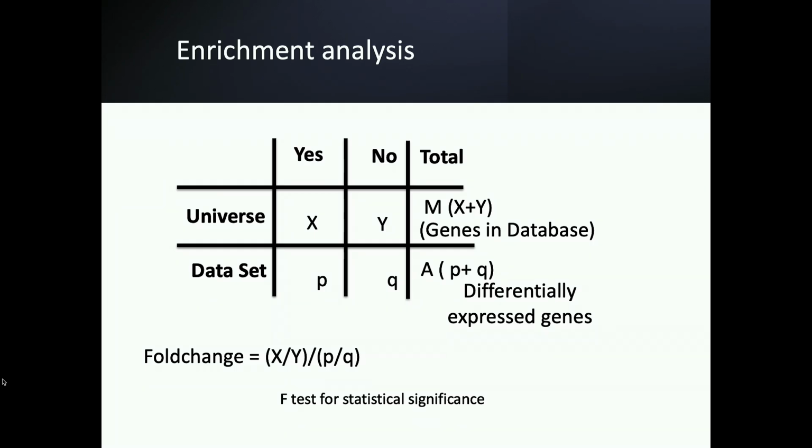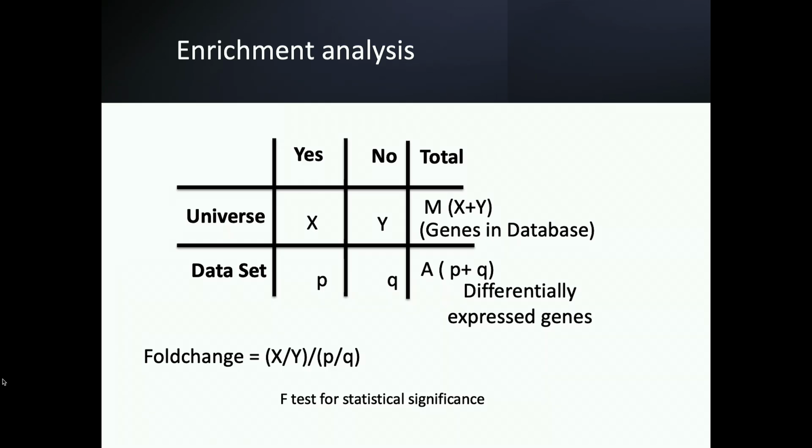You do the same thing with your differential data set. You ask how many genes in my differential gene expression table are related to Wnt, and then you subtract that from the differentially expressed genes to get the Q value, which is not related to Wnt. Now you do a Fisher's test, because this is a 2 by 2 contingency table, and you get a p value that tells you whether this is significant or not. When calculating fold change, you calculate x divided by y and then p divided by y, and that ratio is the fold change value for your GO term.